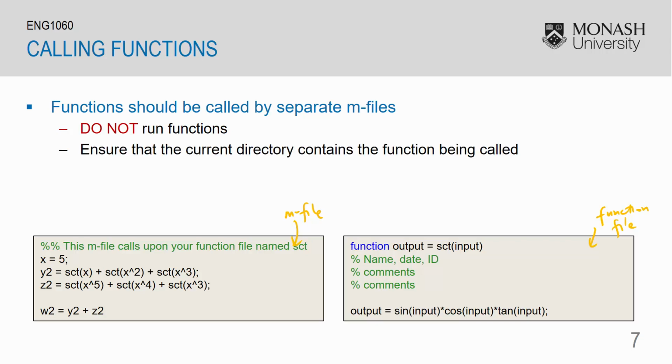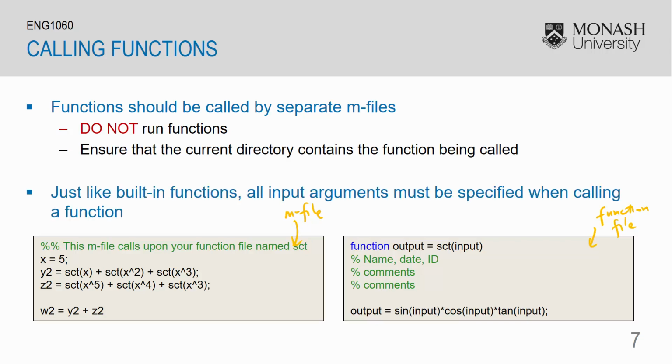Ensure that the current directory contains the function that is being called. Otherwise, it won't know where to look for your function. And just like built-in functions, all input arguments must be specified when calling a function. So for example, if you had a function which required 2 or 3 inputs, then you must specify all 2 or 3 inputs for the function to work.